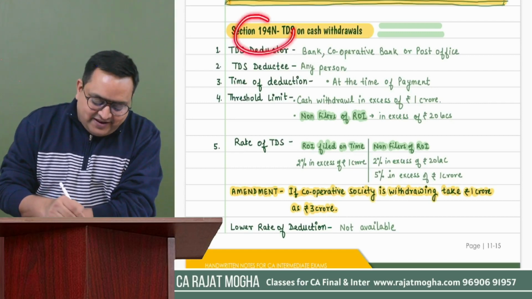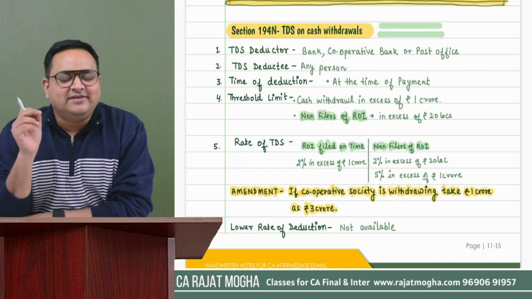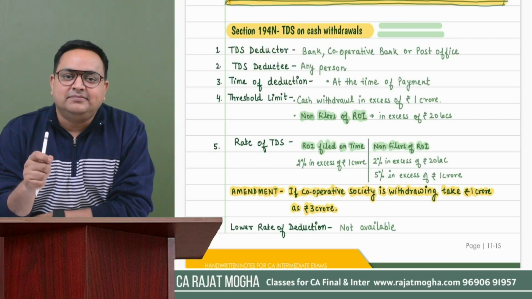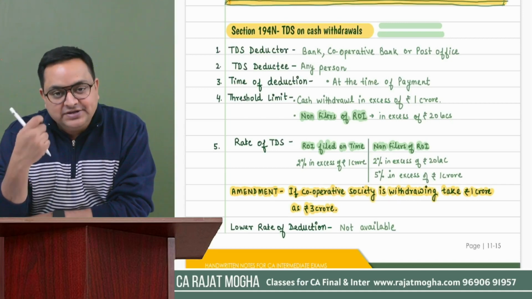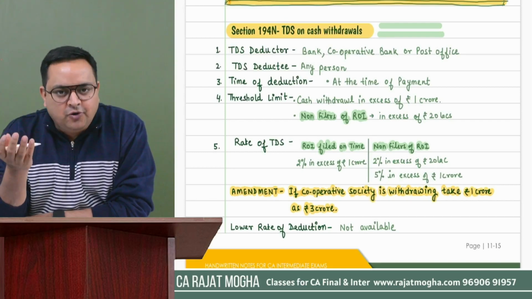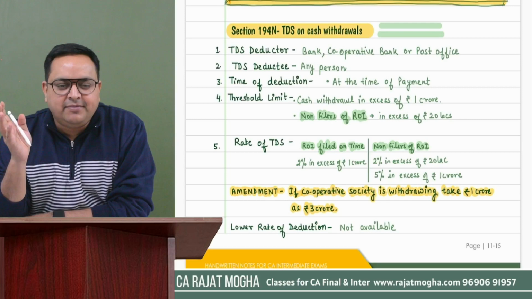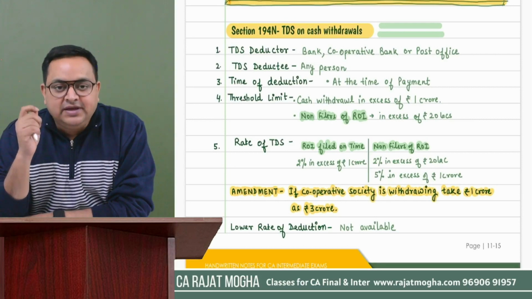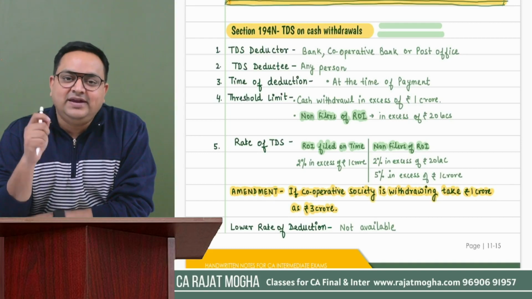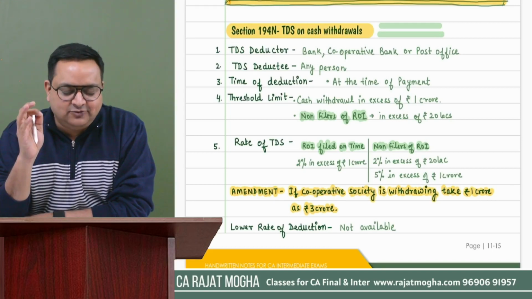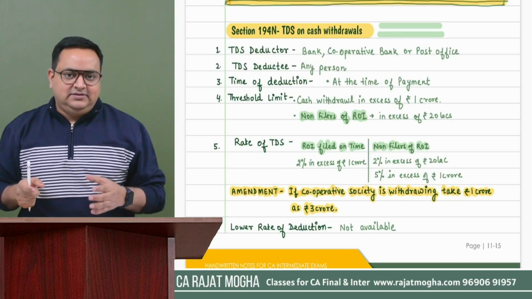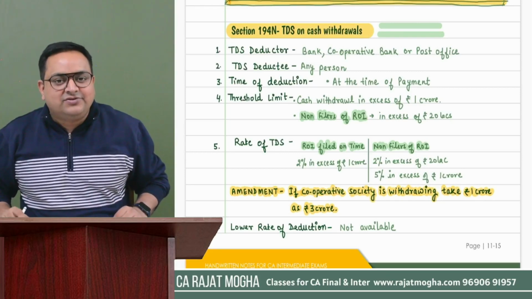But this section 194N is a bit special. Why special? Because here the assessee is not earning income. He or she is just withdrawing the amount from their bank account, or from post office, or from cooperative bank account, wherever they are having their bank account. So they are just withdrawing the amount. But in this case also, TDS will be applied. Why? Income tax would like to track this high value cash transaction which is happening.